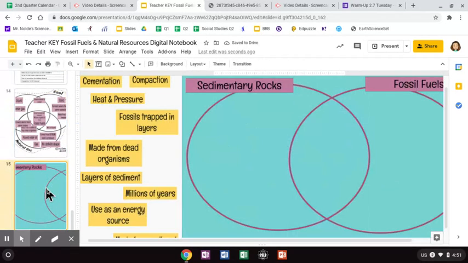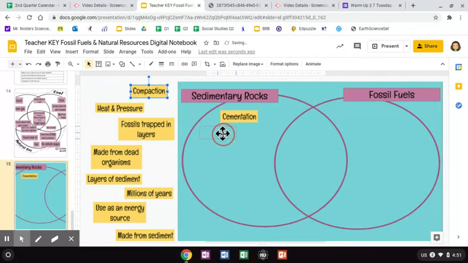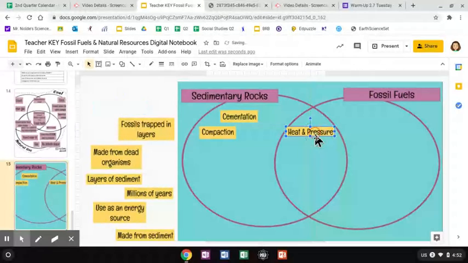And then we just have 15. So here, now we're going to compare fossil fuels and sedimentary rocks. This is another thing that you will be asked to do quite often, compare sedimentary rocks to fossil fuels. We'll put their similarities in the middle, and then we'll put their differences under each title. So cementation and compaction goes more under sedimentary rocks because those are the two processes that really cause those sedimentary rocks to get squished down, squeezed together, and stuck together. Now, heat and pressure, remember, is a major similarity between fossil fuels and sedimentary rocks. Both of these resources require heat and pressure to be able to form.